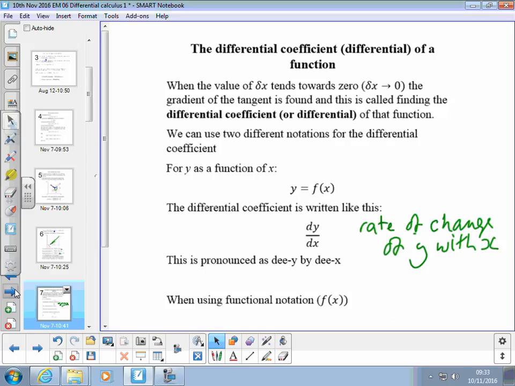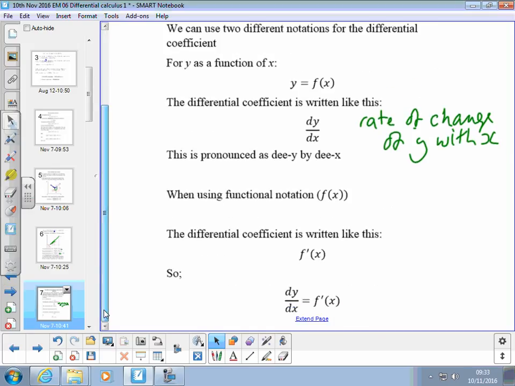When using functional notation, f(x), we can write the differential coefficient as f dash x. That means the first differential of the function f(x). So those two things, dy by dx and f dash x, mean the same thing essentially, the first differential. We're only going to be looking at first differentials this week. We'll just touch on successive differentiation next week. Next week is more about the engineering uses of calculus, once we've learned the majority of the skills.